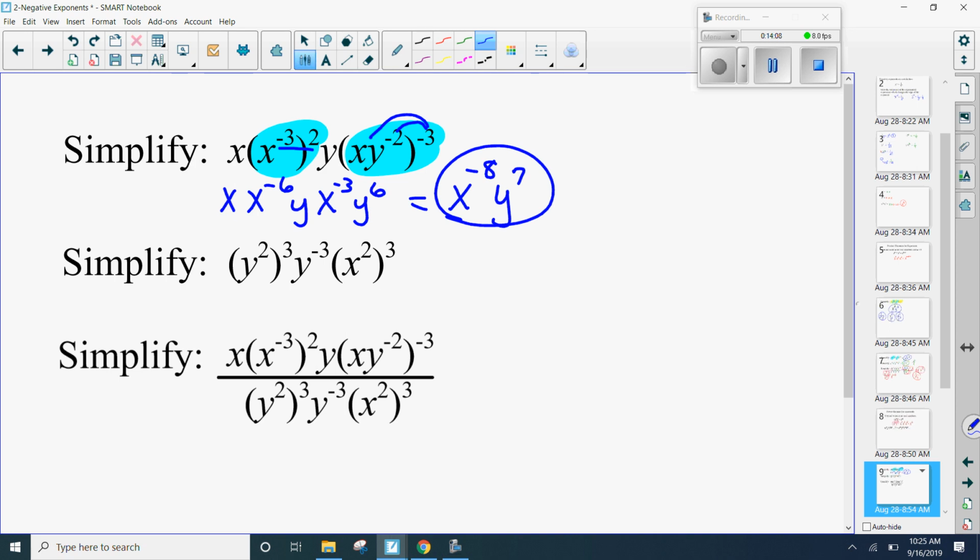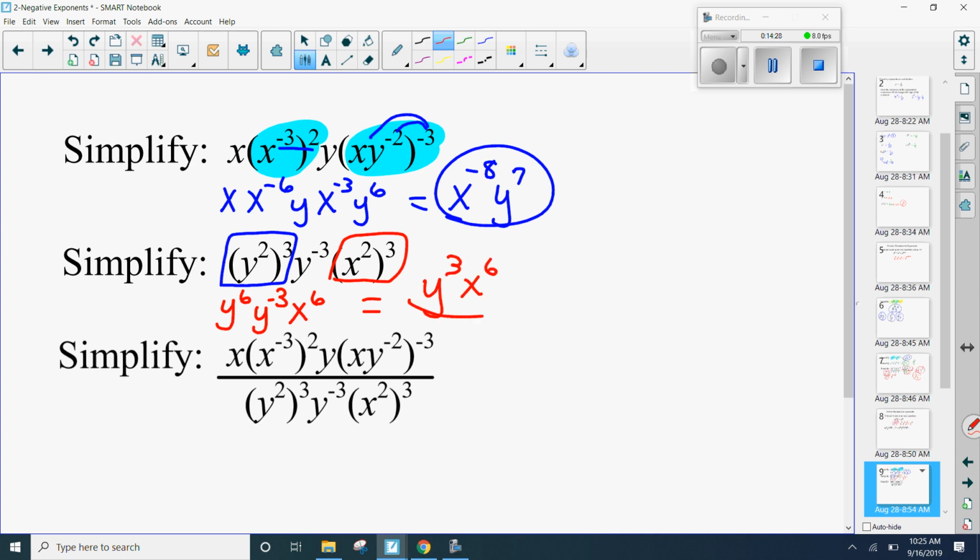The next one. First thing is this right here. What's that become? Y to the 6th. Then you have y to the negative 3rd, and this becomes x to the 6th. So if I simplify, did I copy those directly down here? I think I did. So this becomes y to the 3rd, x to the 6th.